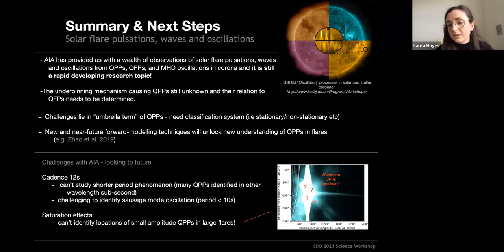And furthermore, AIA wasn't developed to be a flare-focused mission, and saturation effects are a huge problem when looking at these hotter channels, where they completely saturate during a flare. Now, I think we really don't know where these pulsations are coming from in some cases. In smaller flares, we can maybe identify it, but it's the larger flares that we're quite interested in. And maybe some work can be done in the future looking at desaturation. I know a lot of work has been going on at the moment.